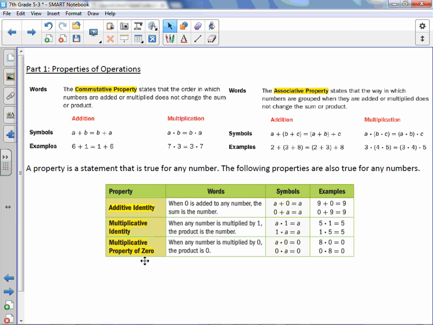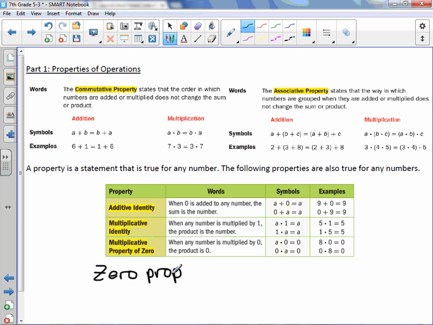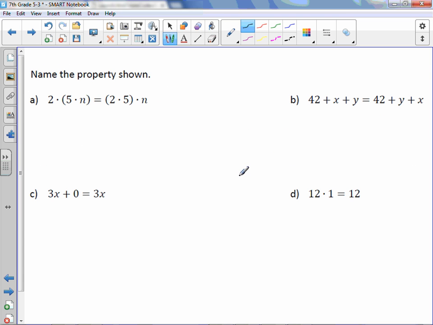And then the multiplicative property of 0, or as I like to refer to it, the 0 property, states that any number you multiply by 0 is 0. So when you multiply 8 times 0 or 0 times 8 and you get 0 back, that's called the multiplicative property of 0, or the 0 property. So let's see if we can recognize some properties.